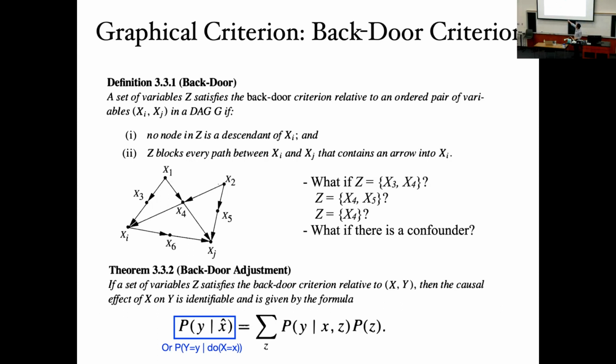We have this one, this one, this one, and so on. We have 4 backdoor paths. Do you think all of them are blocked by x3 and x4? Yes, by d-separation we can do so. Good. If that's the case, we can just use Z here to find the causal effect of xi on xj. And let's consider a very simple case first, as you see from here.